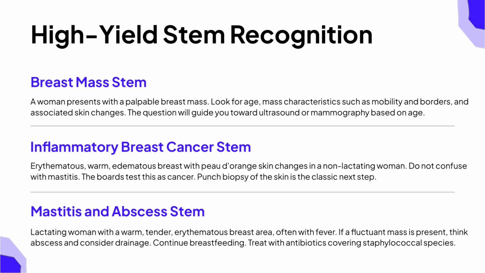The third pattern is the mastitis and abscess stem. A lactating woman with a warm, tender, red breast area, often with fever. If there is a fluctuant mass, think abscess and consider drainage. Continue breastfeeding and treat with antibiotics covering staphylococcal species.